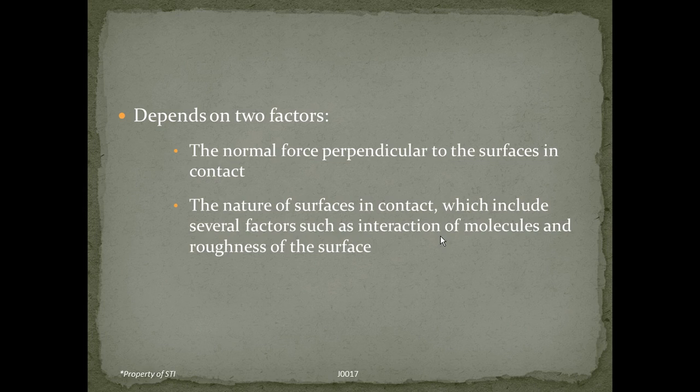The second factor is the nature of surfaces in contact. Another factor in determining the amount of friction between the two surfaces is the nature of the surfaces in contact, which includes several factors such as the interaction of molecules and roughness of the surface. So what does the first factor mean?